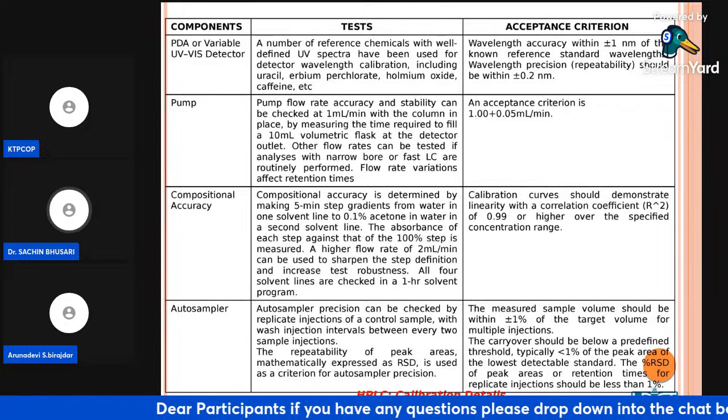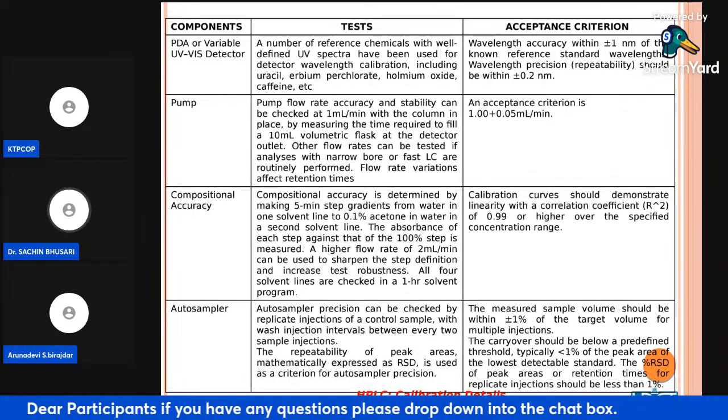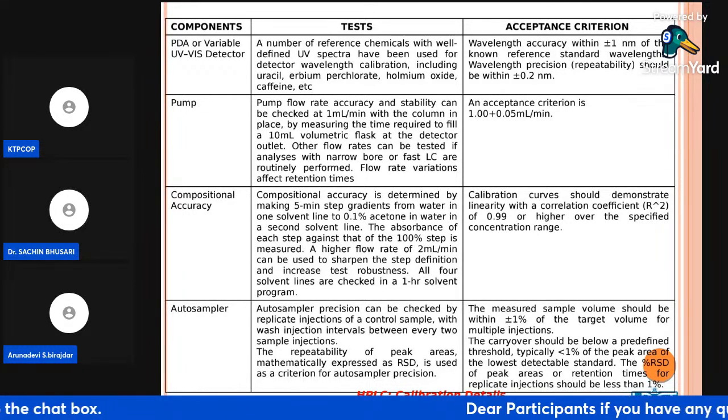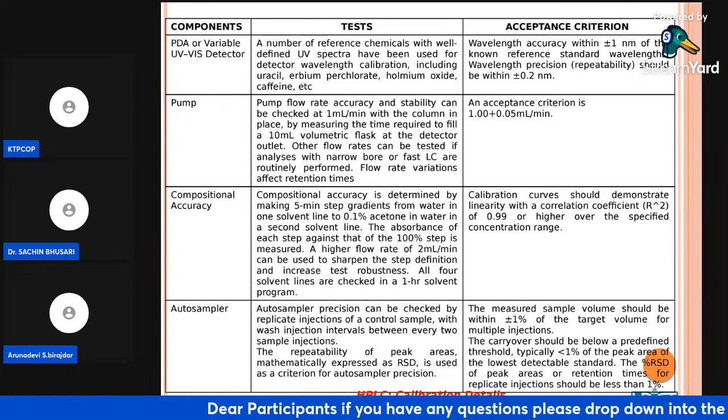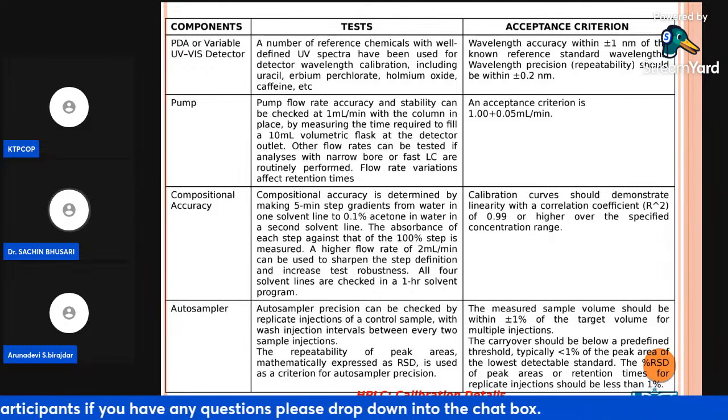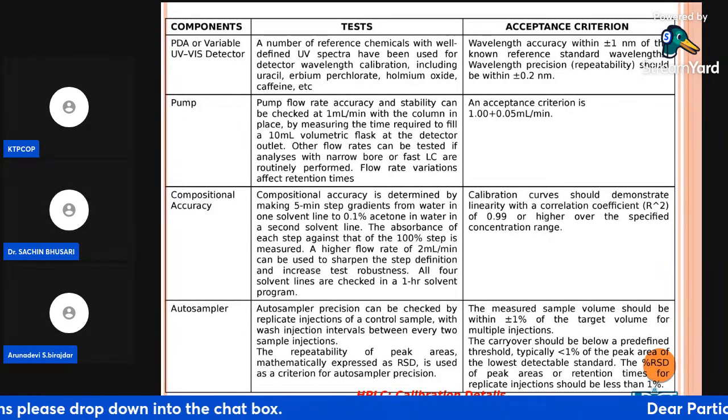Auto sampler has to be calibrated, performance checks should be there. So repeatability of the peak areas, RSD values are written there. The control samples have to be run. Wash injections should be there, run every 2 sample injections. In between that you have to wash the injection system. So auto sampler has to be calibrated.